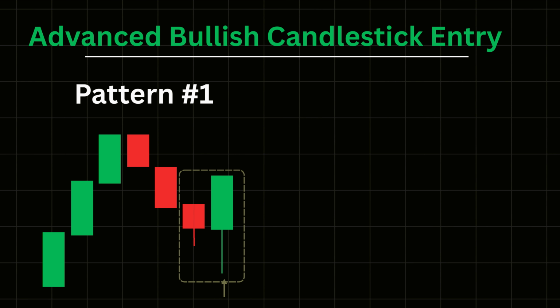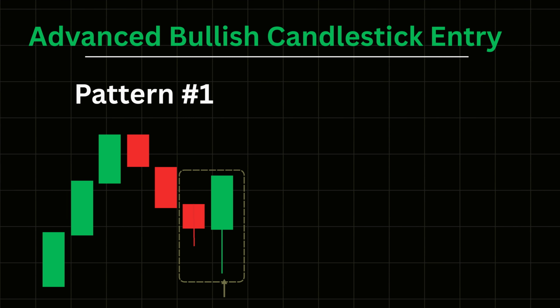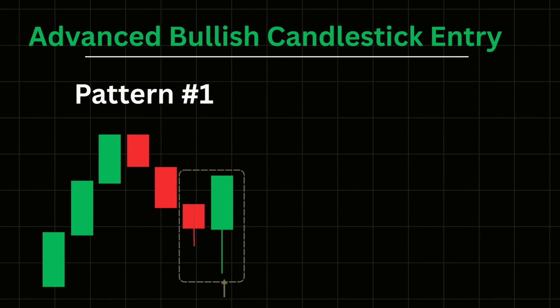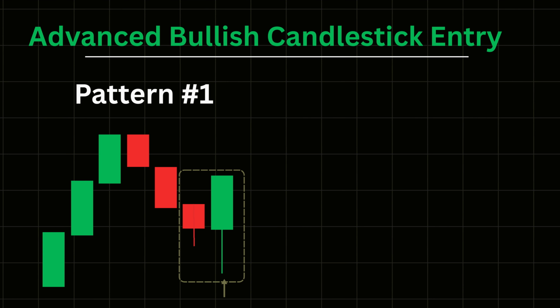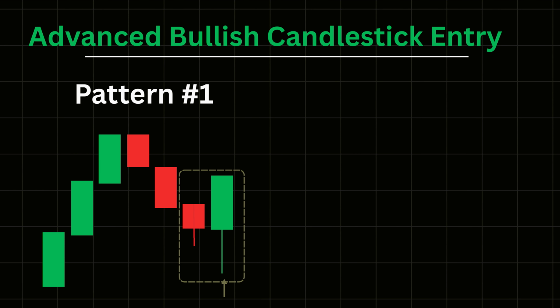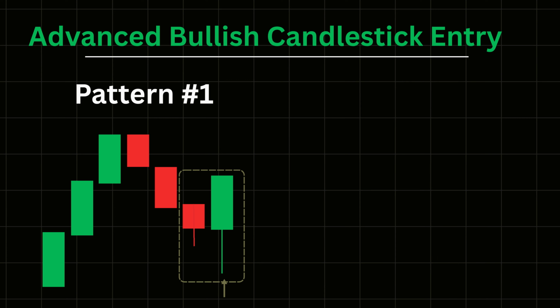We need a visible color shift, and the green candle must also form a lower low compared to the red one, indicating it is a swing low. When these conditions are met, we place the trade at the close of the green candle and the stop loss just below it at the swing low. This completes our first entry.